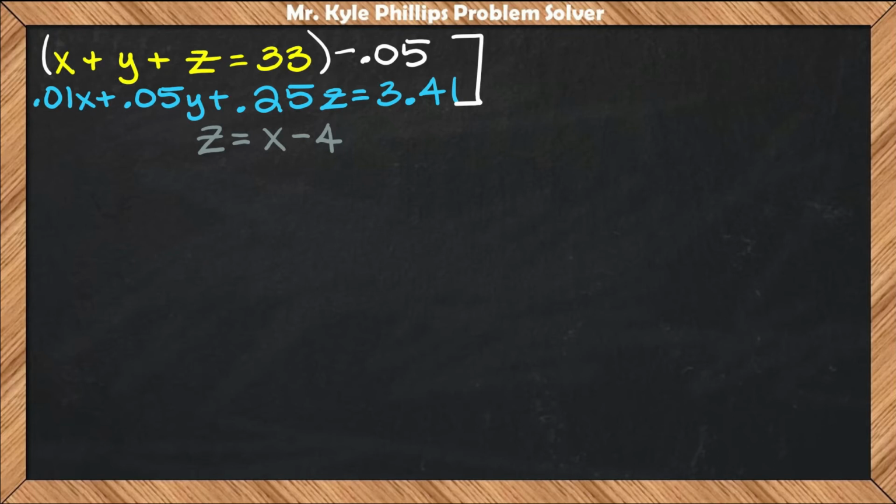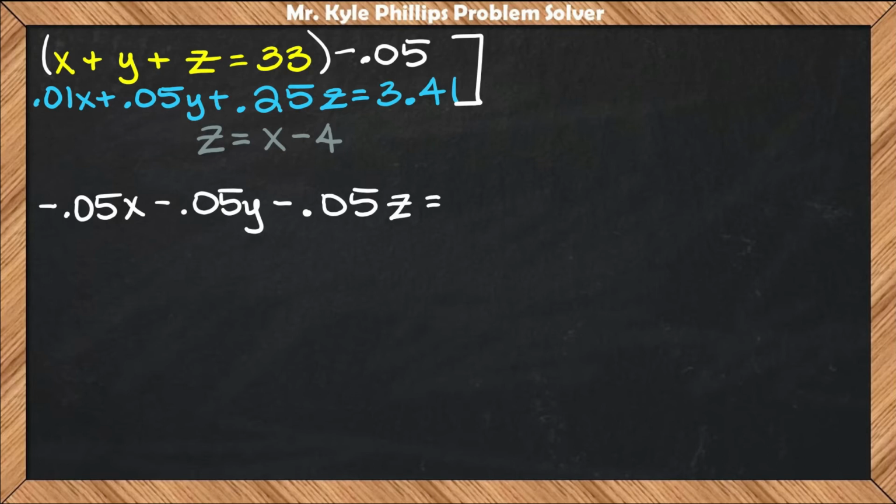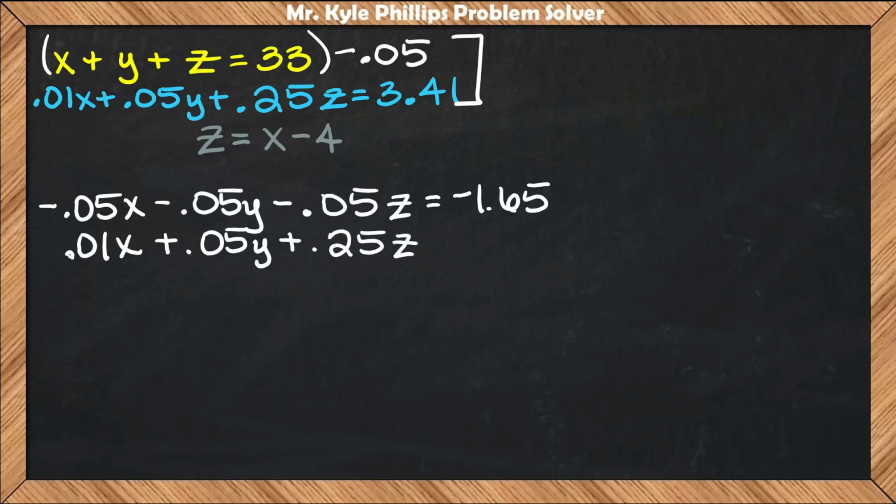So here's my new equation. I have negative 0.05x minus 0.05y minus 0.05z. And this is going to equal 33 times negative 0.05. That's going to give us negative 1.65. So I'll bring down my blue equation here, and I'll have 0.01x plus 0.05y plus 0.25z. This equals $3.41.